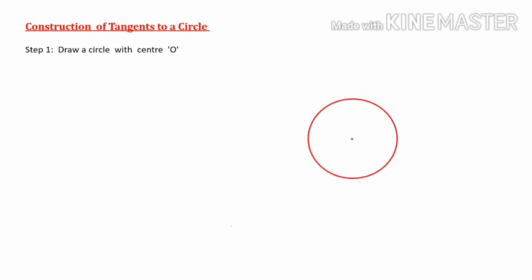Next, we have to discuss construction of tangents to a circle. As before, first I will explain the procedure of drawing tangents from an external point to a circle through diagrams without measurement. Here, first step is draw a circle with center O. First of all, you have to draw a circle and label the center as O. Mark the point P outside the circle by using the given measurement. So there will be a measurement given to you. Take that measurement and mark the point P outside the circle.